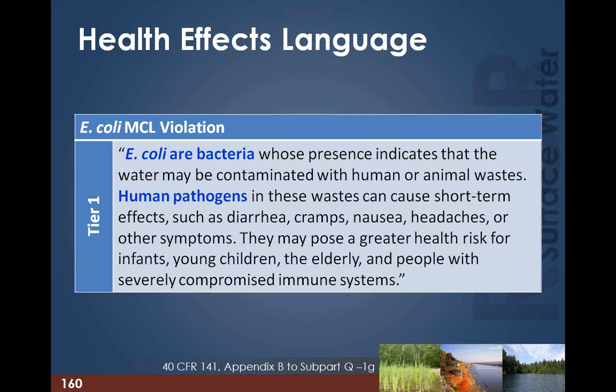A few key changes. The phrase fecal coliforms was dropped out of this language because it is no longer a part of the standard. And microbes was replaced with human pathogens. So again, this is being more specific, really drilling into the fact that we're just focusing on E. coli here, not microbes in general.